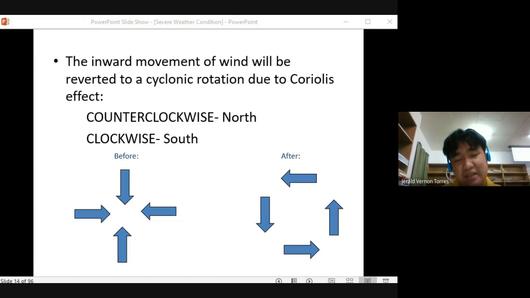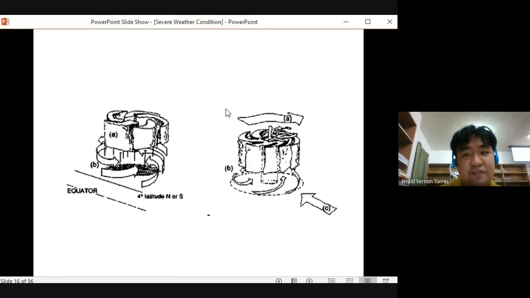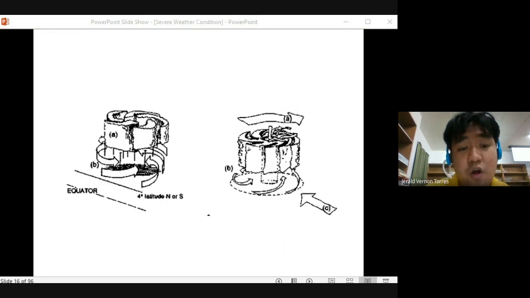Kailan siya magiging typhoon, hurricane, and cyclone? Magiging typhoon, hurricane, and cyclone siya pag bumilis pa yung wind speed, yung circulating wind speed natin. Pag tumaas yung wind speed niya. At paano tataas yung wind speed? If patuloy magkakaroon ng prevailing winds. This is prevailing winds, diba? And in this case, dahil nga tropical or subtropical region, itong prevailing wind ninyo would be your trade winds.